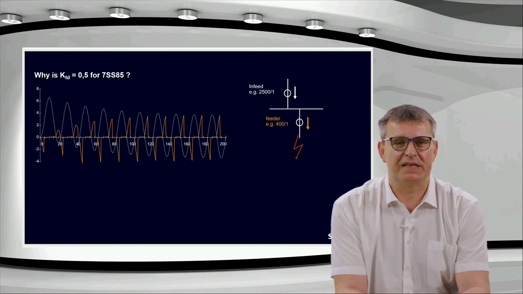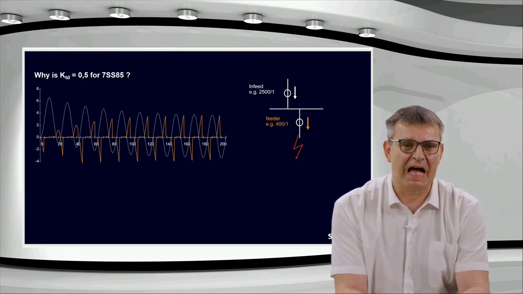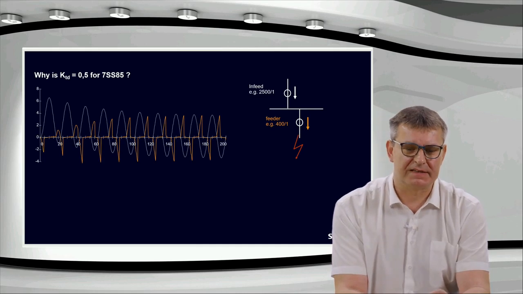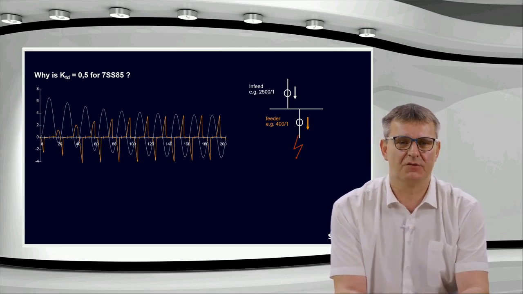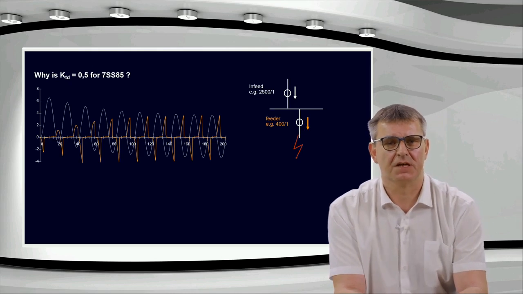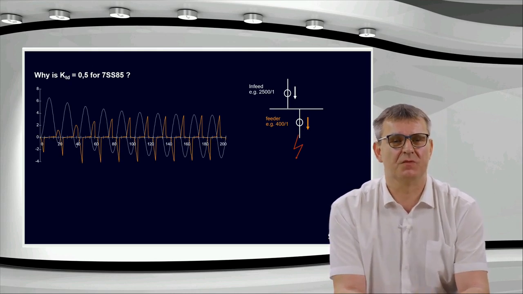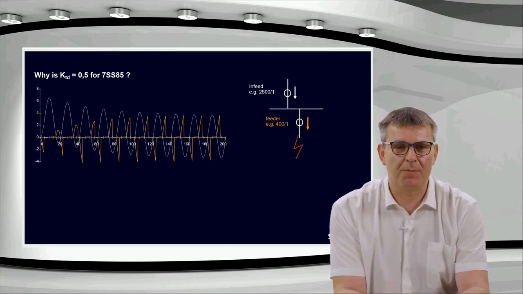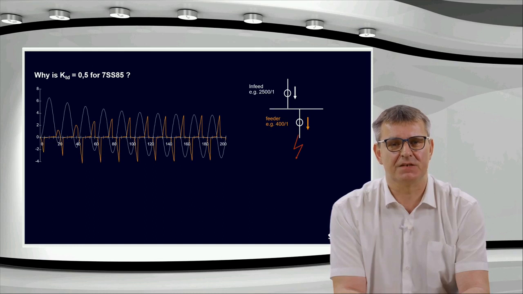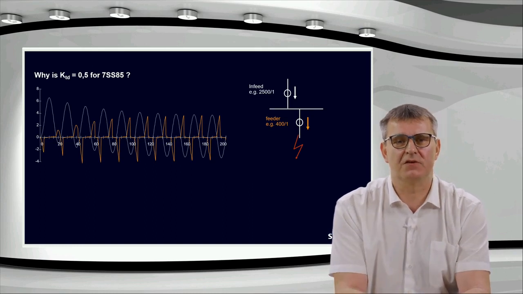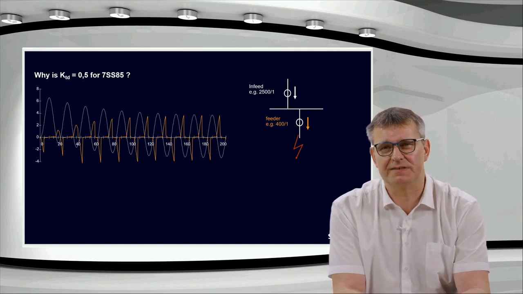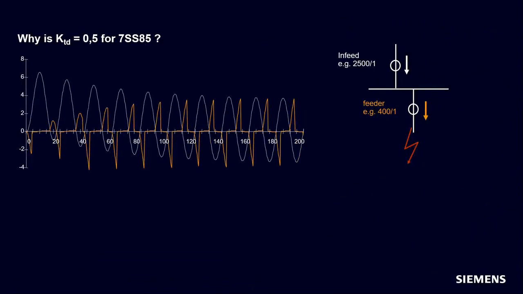And it's important to say that in this phase, with a high DC offset, whether the K factor is 0.5 or whether the K factor is 0.8, which is the maximum, has no importance. The proper dimensioned K factor is important in the static state, here on the right side of our simulated fault, when the DC offset has declined and has gone back to zero.